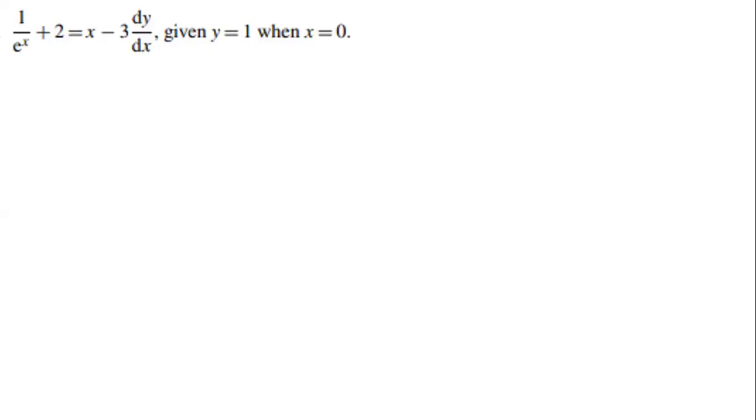Now we are jumping to example number 3. We are given the differential equation, dy over dx. Here we don't determine the general solution, we determine the particular solution. You know why? Because we are given the conditions, which is y equals 1 and x equals 0. These are the conditions that we need to use to determine the particular solution.